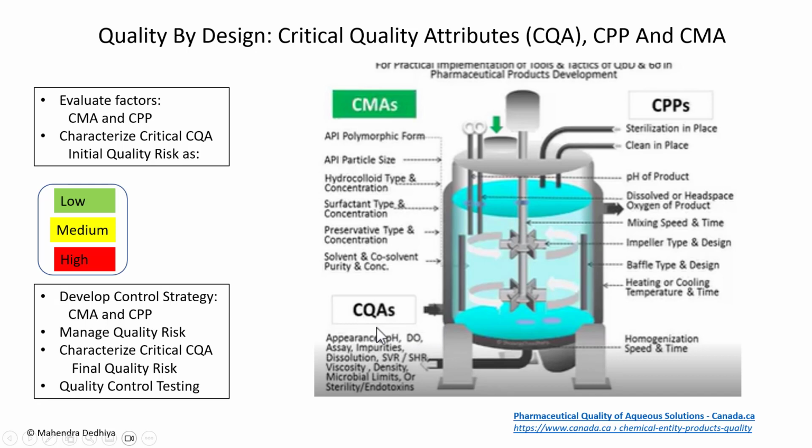CQA: critical quality attributes include pH of the product, and how is that adjusted? The solubilization portion of it, how fast it dissolves. For example, particle size would be affecting that. Viscosity would depend on what the viscosity agents are. Microbial limit, obviously preservative type and concentration will be important. If the product is sterile, then sterility and endotoxin levels become very, very important. So we assign low, medium, and high CQA and then develop a control strategy.